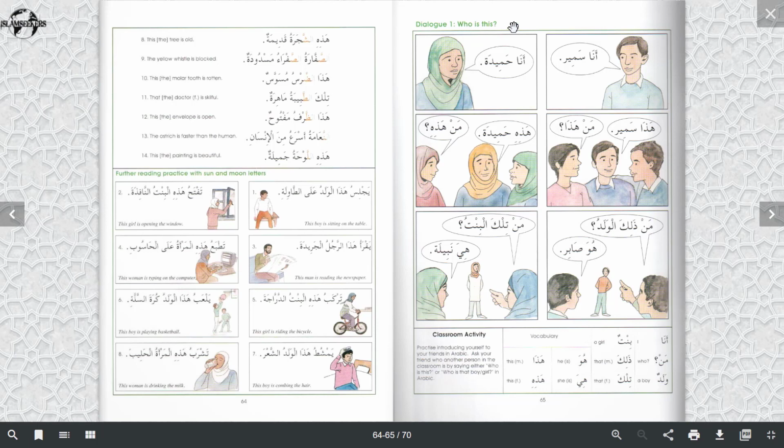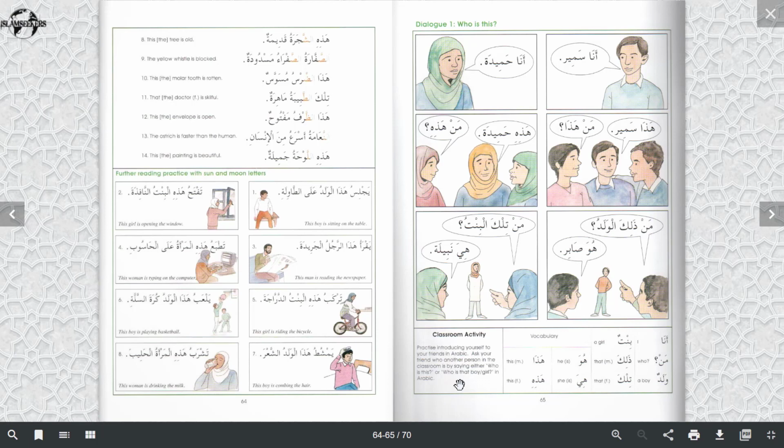Page 65. Dialogue 1. Who is this? أنا سمير. I am Samir. أنا حميدة. I am حميدة. من هذا؟ Who is this? هذا سمير. This is سمير. من هذه؟ Who is this? هذه حميدة. This is حميدة. من ذلك الولد؟ Who is that boy? هو صابر. He's صابر. من تلك البنت؟ Who is that girl? هي نبيلة. She is نبيلة.